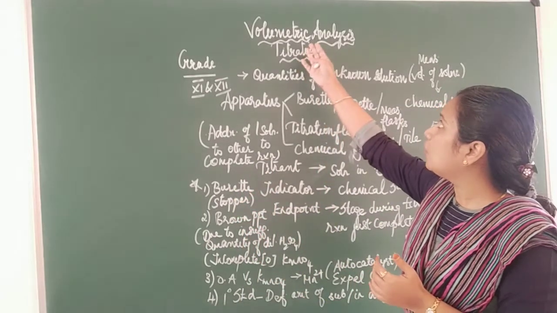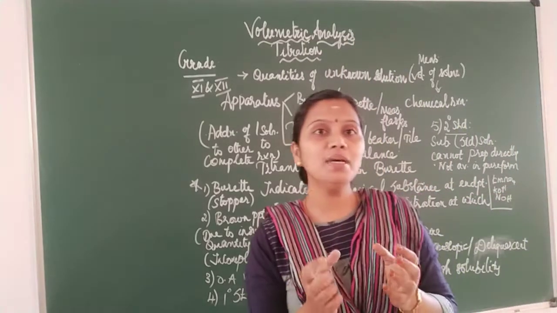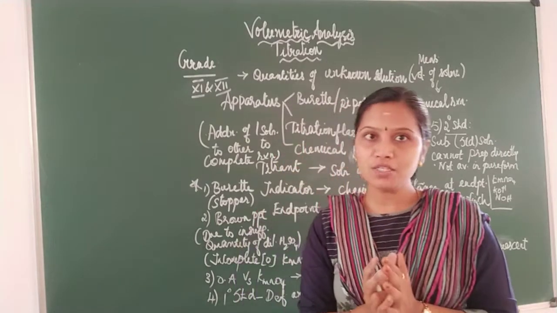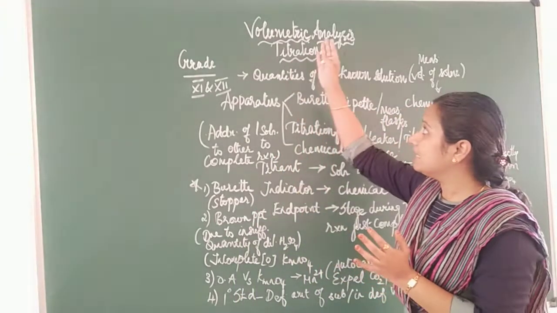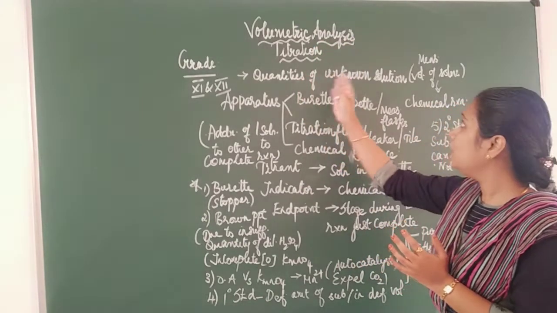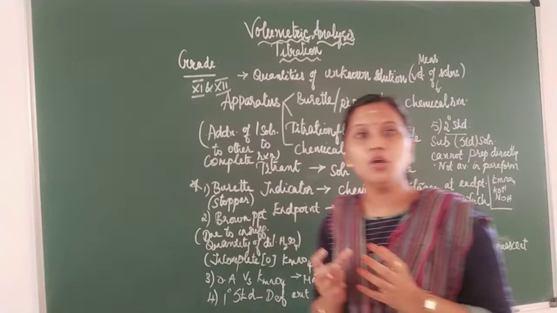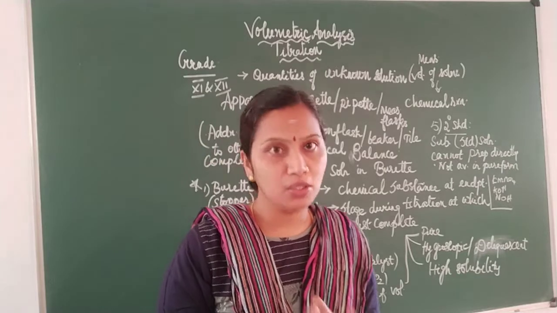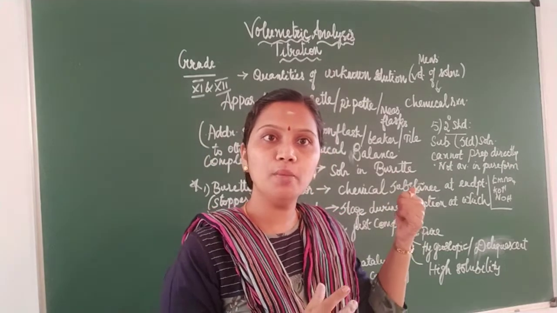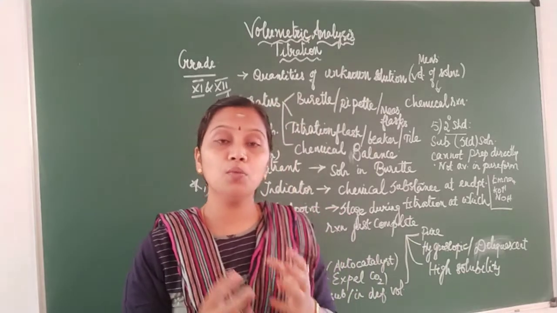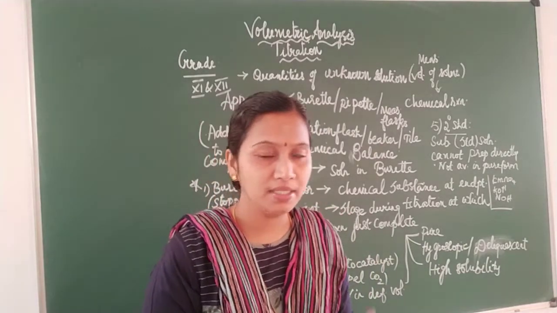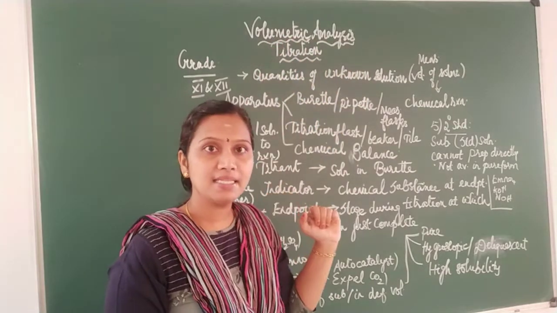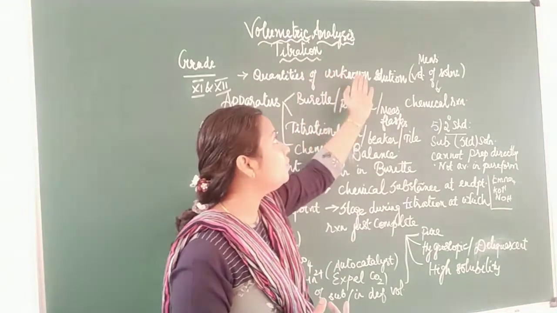So what does the term volumetric analysis indicate? Whenever I say volume, it means quantity. How much of quantity I have taken. So volumetric analysis indicates the quantity of unknown solution. By doing volumetric analysis, I will be coming to know what is the volume of my unknown solution. That is the main objective of doing volumetric analysis.